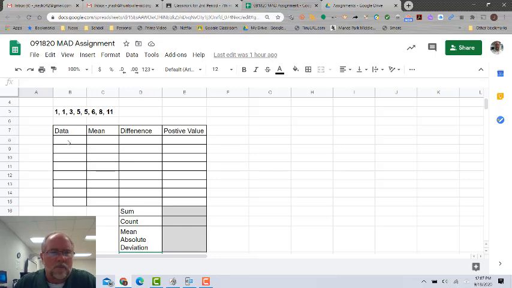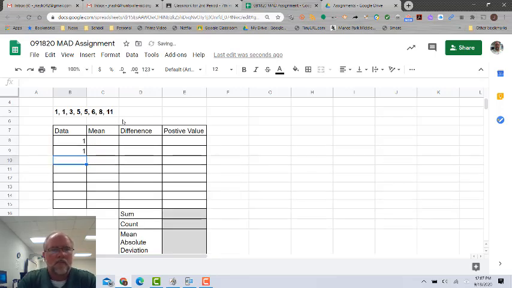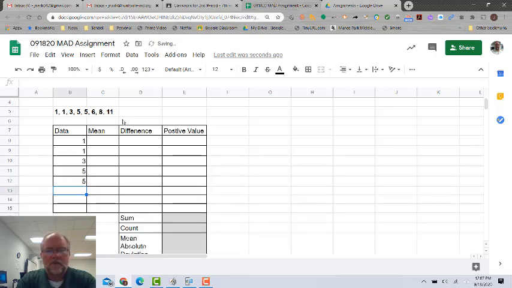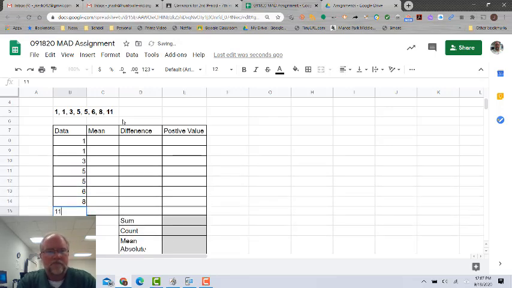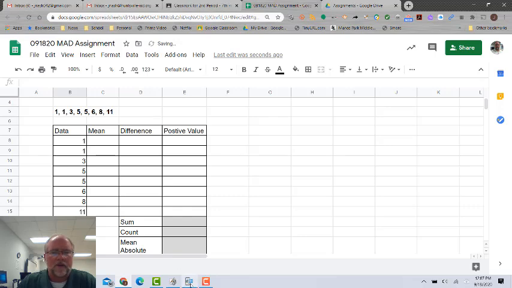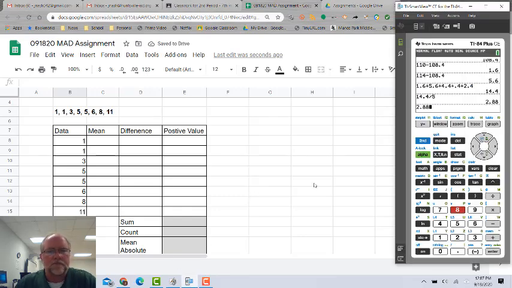So what you'll do is come over into the data set, and under the data, you're going to type in your data values. So you would type in 1, 1, 3, 5, 5, 6, 8, and 11. Then you would go to your calculator and type those in. So you would do 1 plus 1 plus 3 plus 5 plus 5 plus 6 plus 8 plus 11.